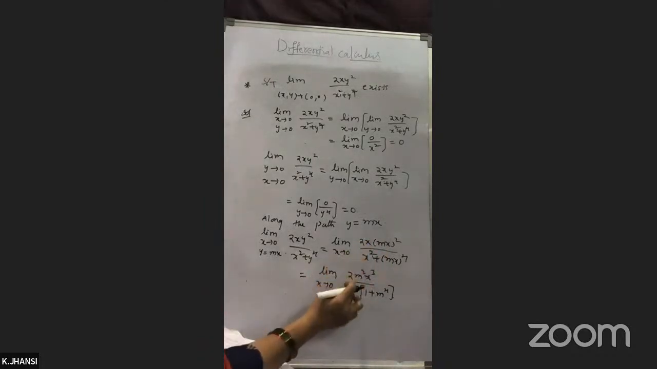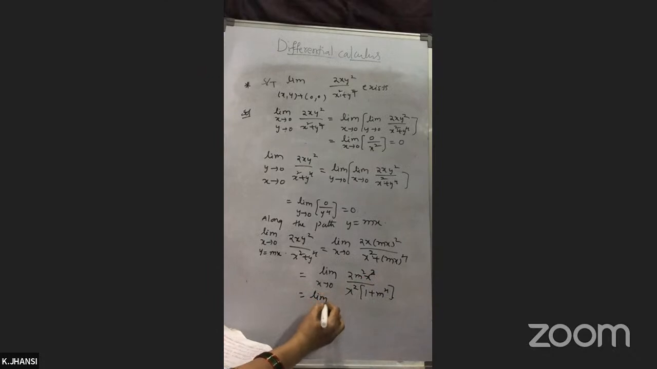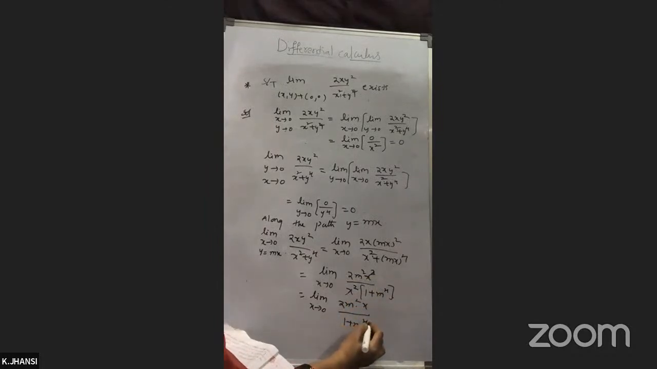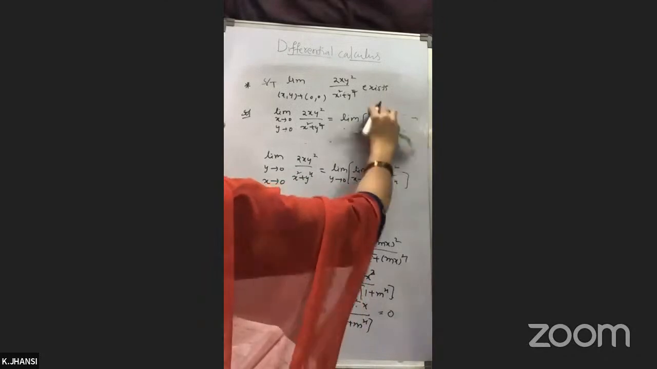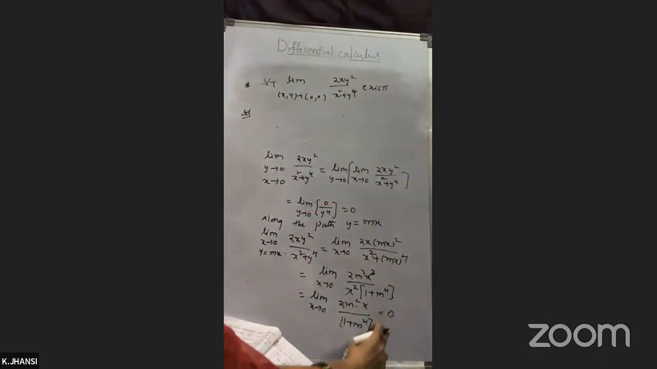So what will happen? This is 2m square x cube by x square into this. When you cancel this out, it is limit x tends to 0 of 2m square, here one x is there, x by 1 plus m to the power of 4. Now substitute the x value as 0. What will happen? 0 by this one, so you will get 0. Okay. So this is the same answer you got above. Here we got this as 0, and this as 0, and this as 0.